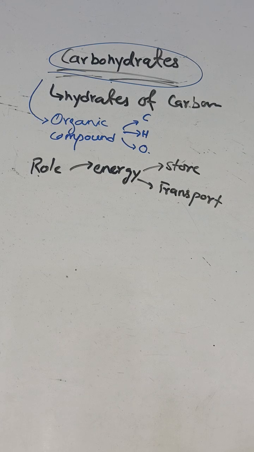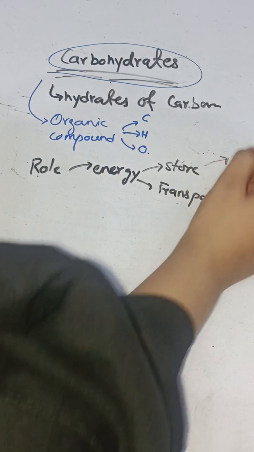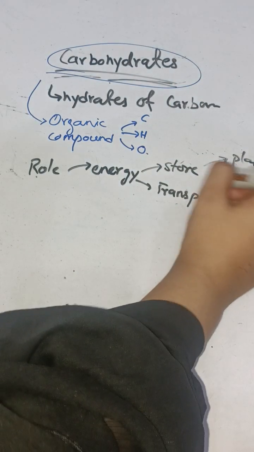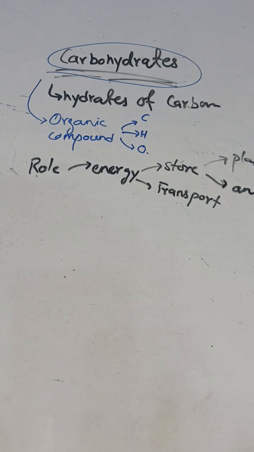If we see how carbohydrates are the source to store our energy, energy could be stored in plants or in animals. In plants, it can be stored in the form of starch, cellulose, etc. And in animals, it can be stored in the form of glycogen. It is also used to transport the energy, whether in plants or in animals. It is used to transport it throughout the body, so that our body can get the energy from it.